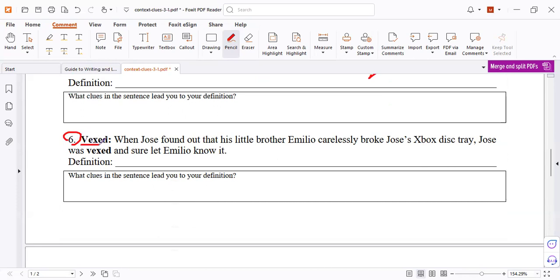Don't vex your mother in the kitchen if you are hungry. And don't vex your mother by not doing your homework. So the feeling of vex is being very, very angry. But let's try.